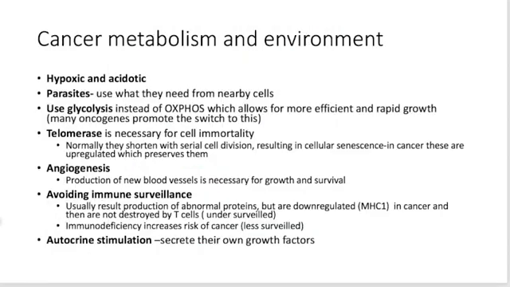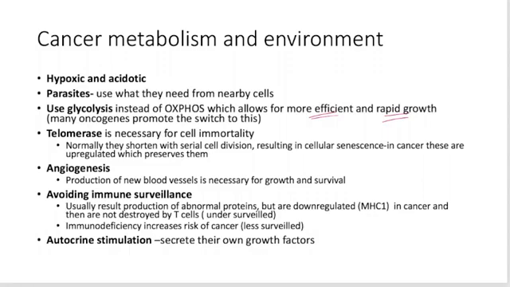Other things that we need to talk about with cancer metabolism and the environment: they love it hypoxic and acidic. They are basically parasites and use whatever they need from nearby cells. They use glycolysis instead of oxidative phosphorylation, which again allows for their more efficient and rapid growth.